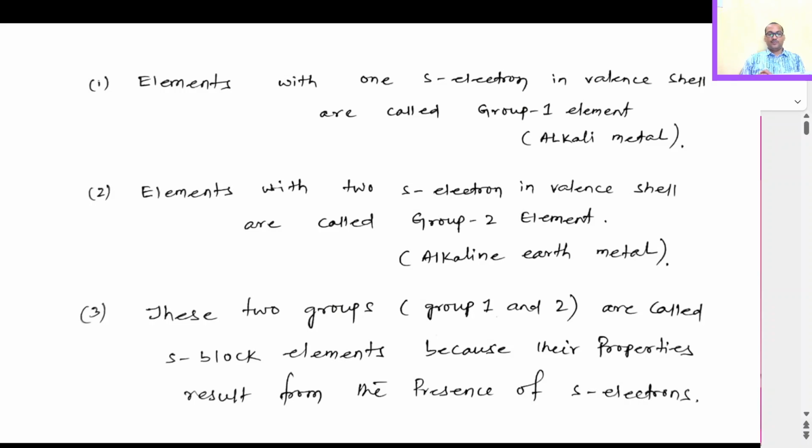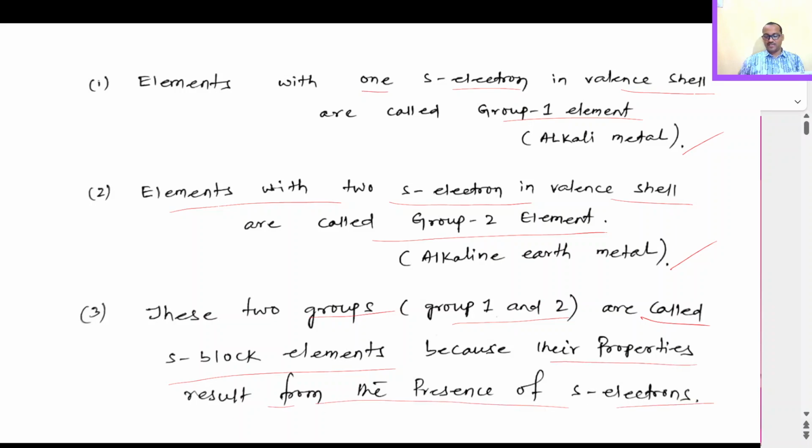Elements with 1s electron in the valence shell are called group 1 elements. Those are called alkali metals. Similarly, elements with 2s electrons in the valence shell are called group 2 elements. That is called alkaline earth metals. These two groups, group 1 and group 2, are called s block elements because their properties result from the presence of s electrons.